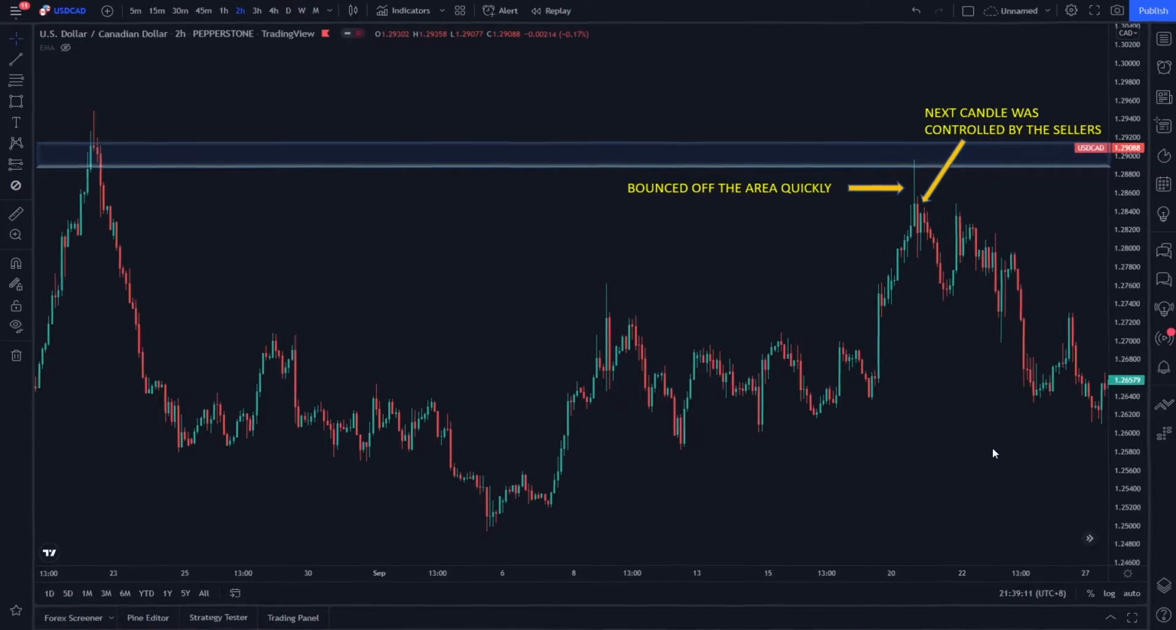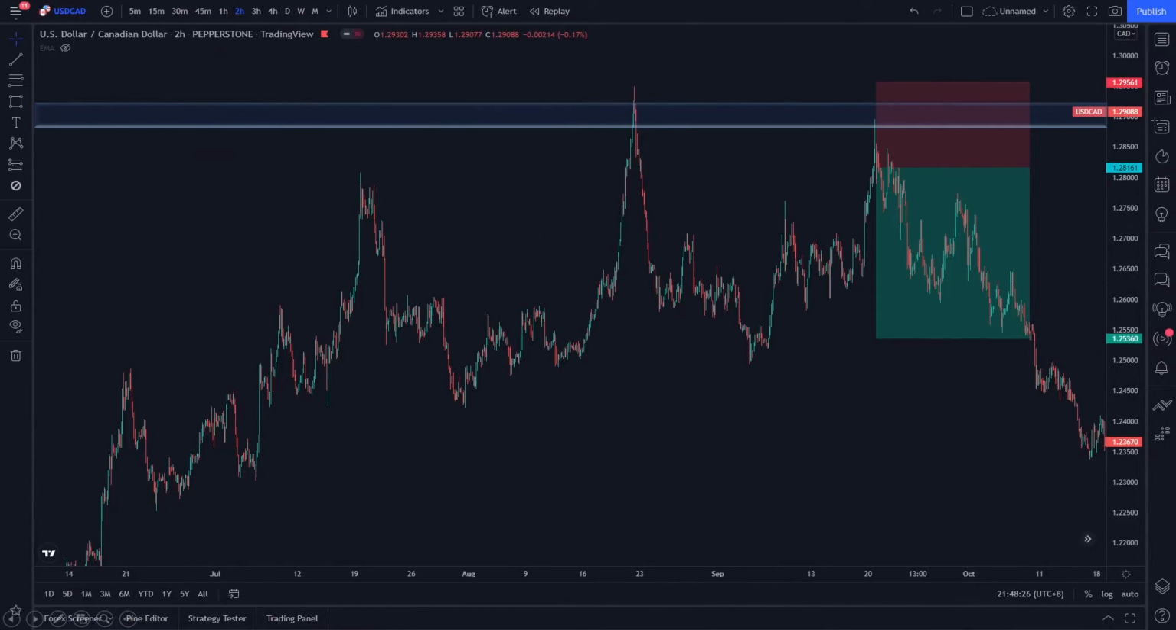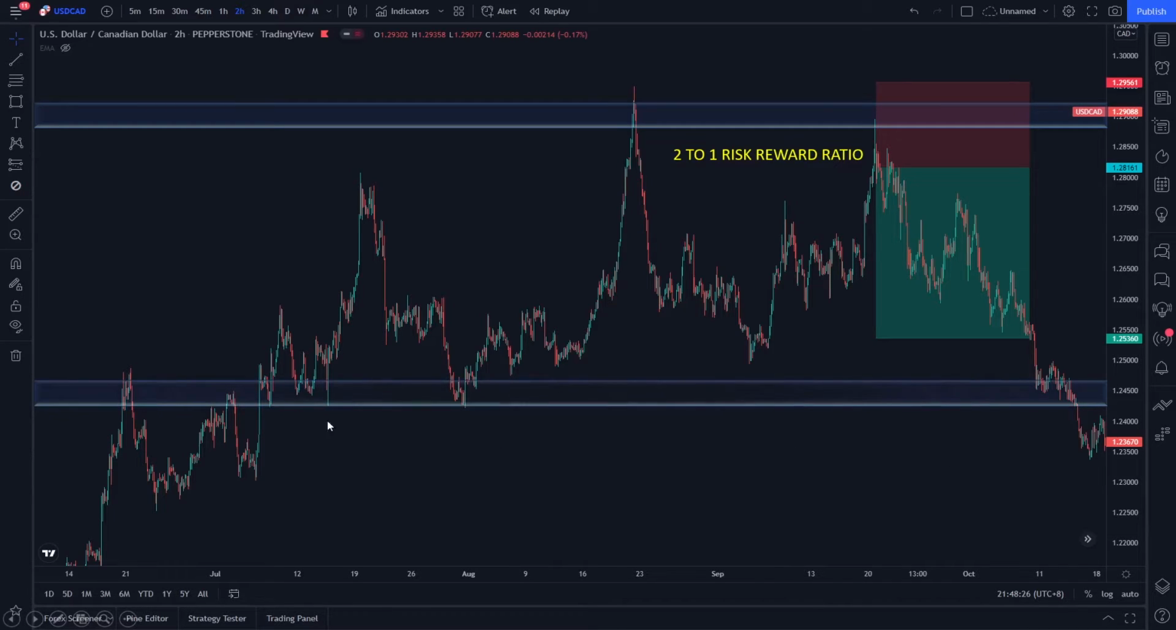But it doesn't. At this point we will be able to enter a trade, and I will place my stop loss a little higher than the previous higher high. Then I will take at least a 2-to-1 risk-reward ratio. Of course, if you can see that there is a more important support and resistance in this position, we can set our profit target at this level, which is about a 2.5 risk-reward ratio.